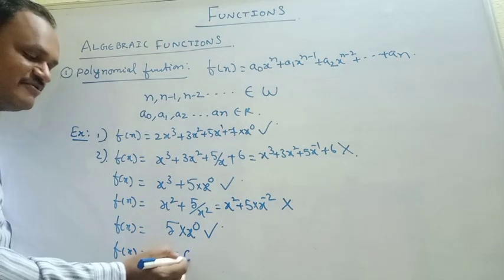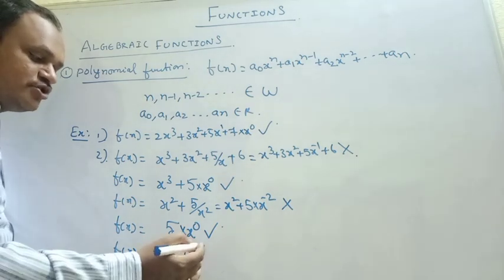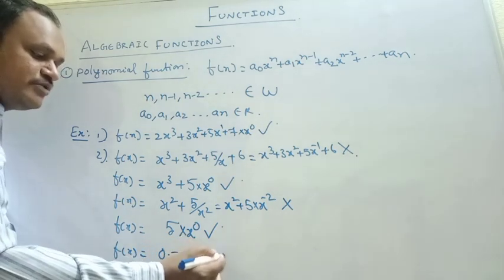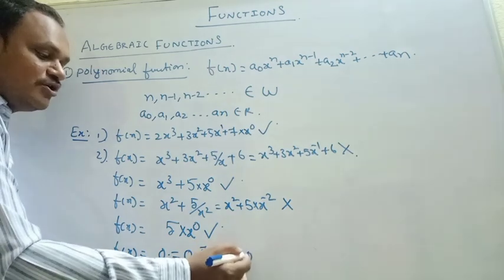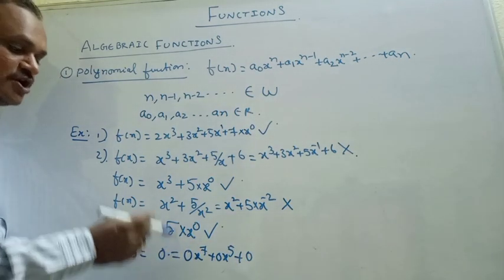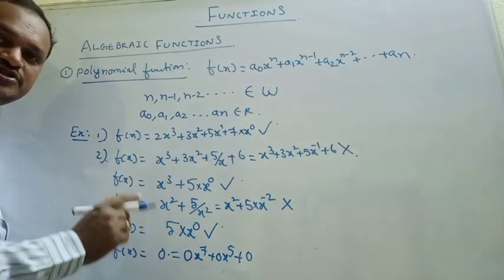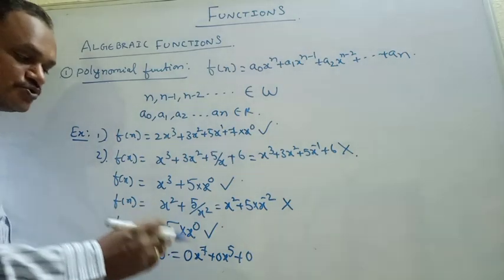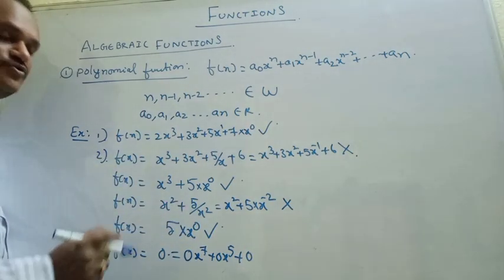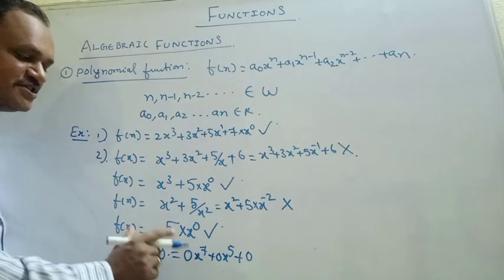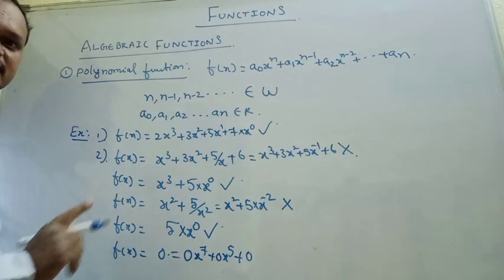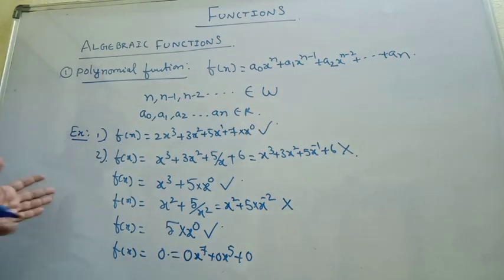And 0 we can write as 0 into x power 7 plus 0 into x power 5 plus 0, something like this. That means 0 itself we can call a zero polynomial, whose degree is not defined. These are the different kinds of functions we have here. Based on these expressions, we will have different types of graphs.